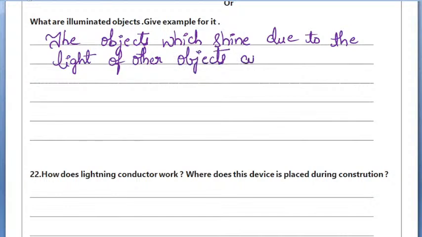The objects which shine due to the light of other objects are called illuminated objects. Illuminated is nothing but shining, okay? They're called shining objects. They're called illuminated.